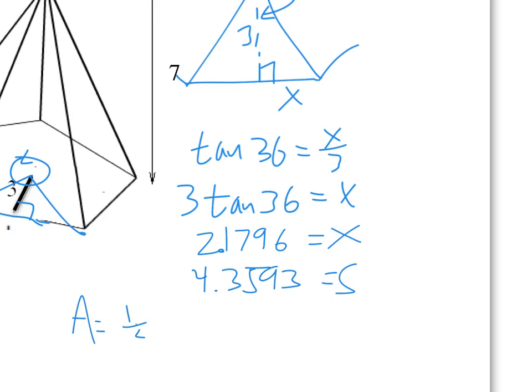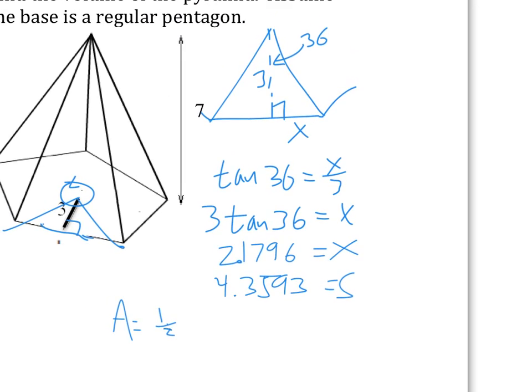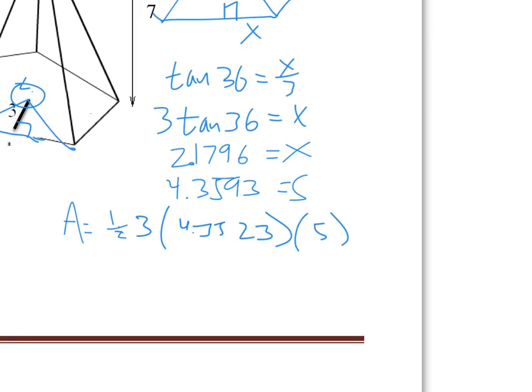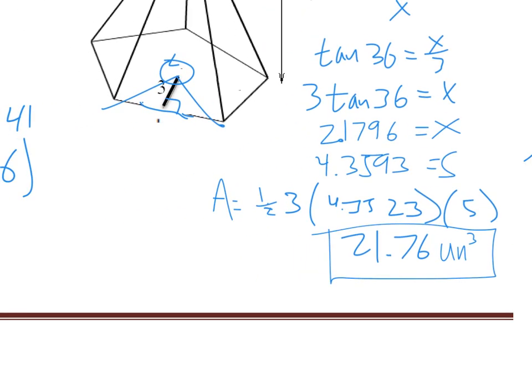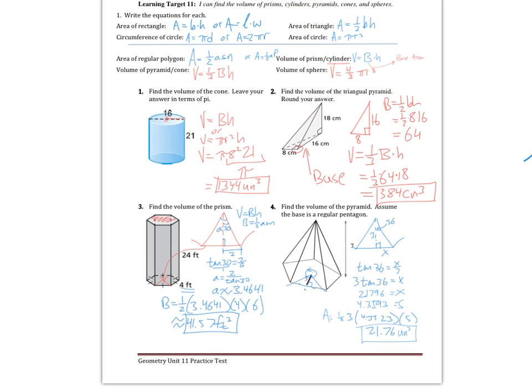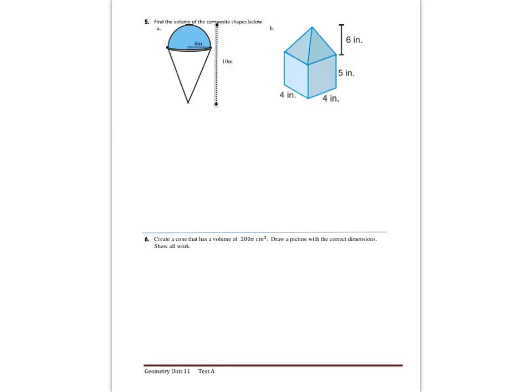ASN. So the A we know, they were given there, it's 3. So the side length is 4.3593, and the number of sides is 5. All right. Now we're good to go. 1/3 ASN, and that gives us 21.76 there. All right, so there's the first page. Let's go to the next page.